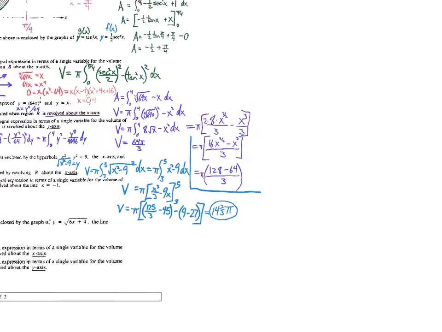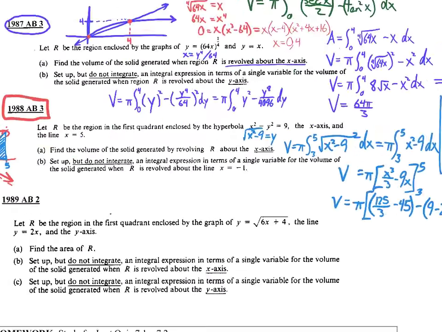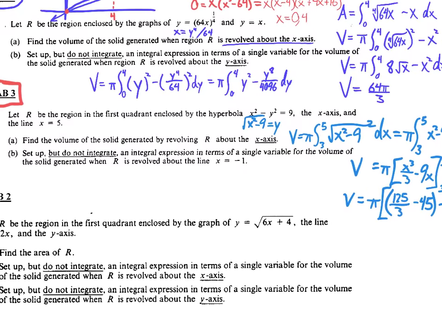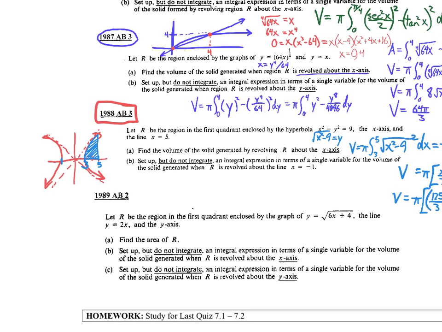Now part B says set up but do not integrate an integral expression in terms of a single variable for the volume of the solid generated when R is revolved about the line x equals -1. So here notice first of all we're going to have to go with a horizontal integration with respect to y, because we're revolving it around a vertical line. So here's -1.